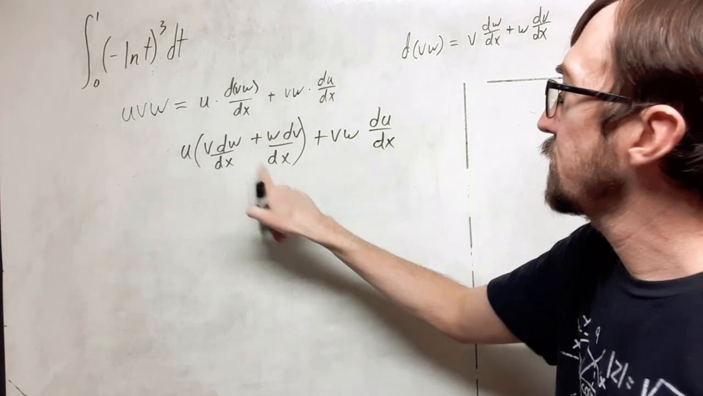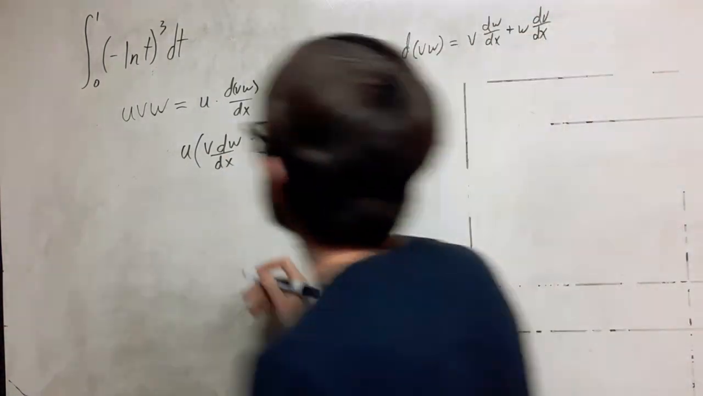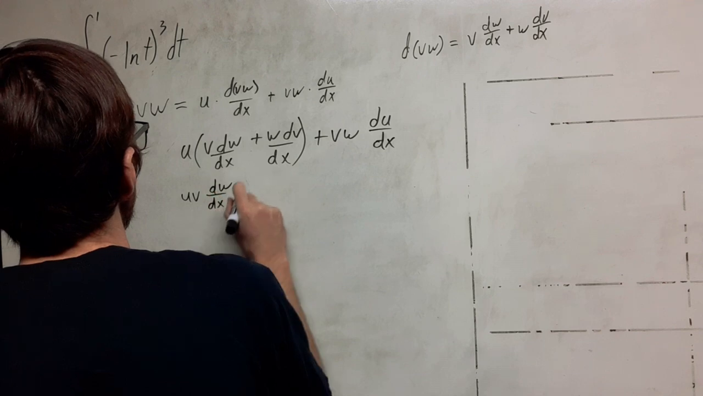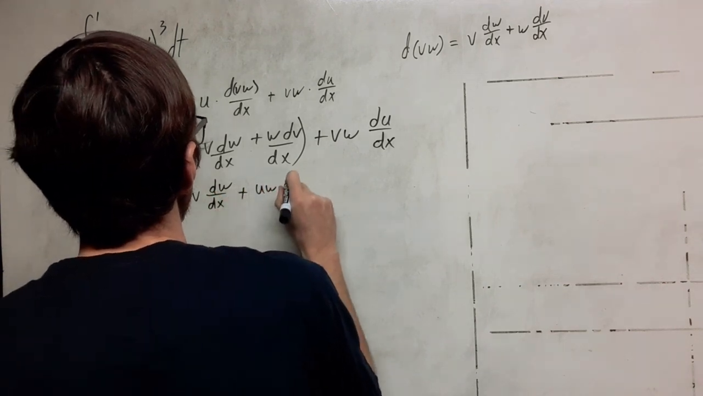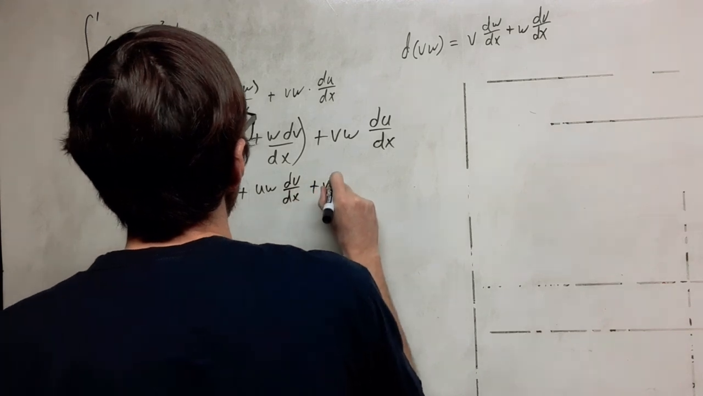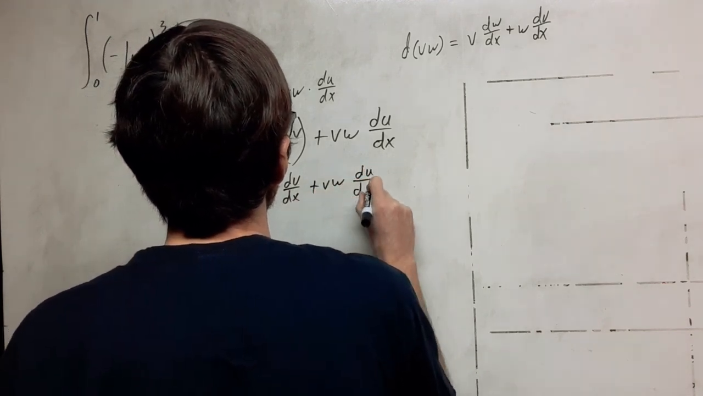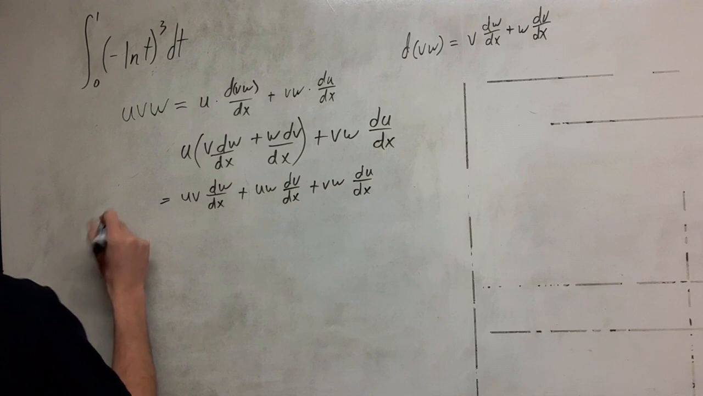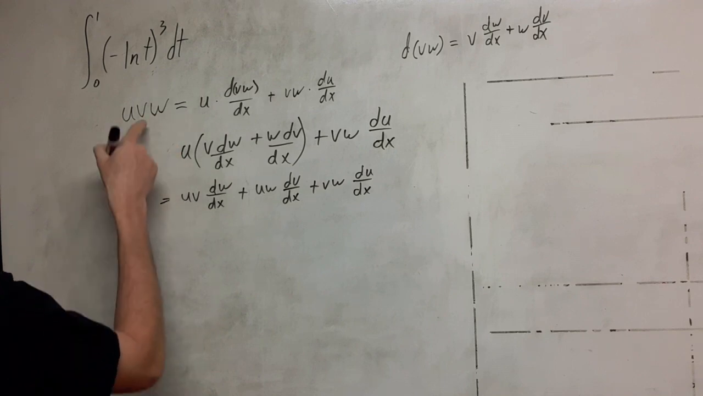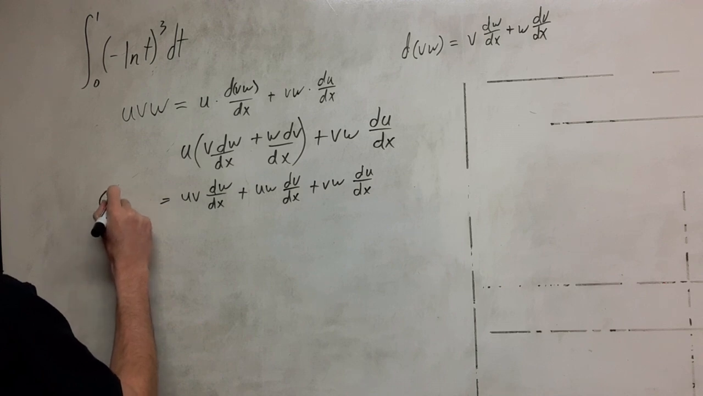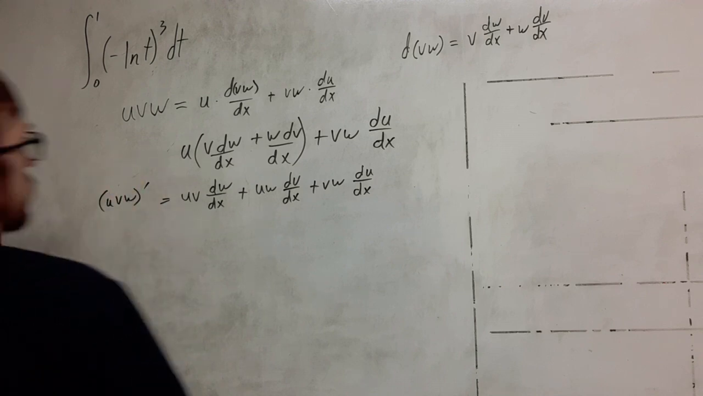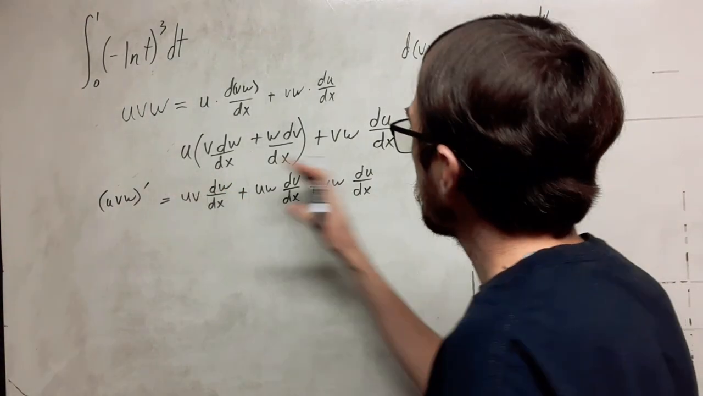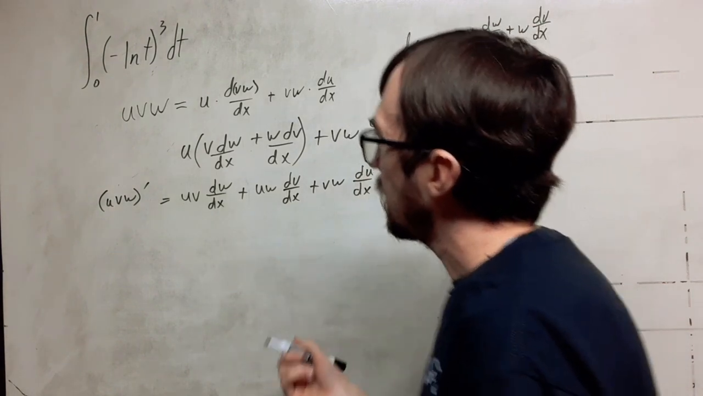All right, then we're going to distribute the u function across this. And this is all the derivative of this. So uvw prime is this. Now we are going to integrate this with respect to x.